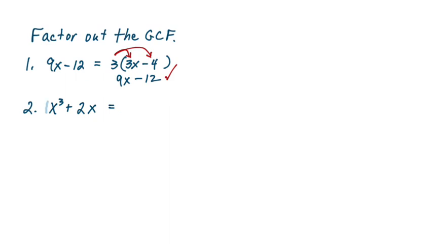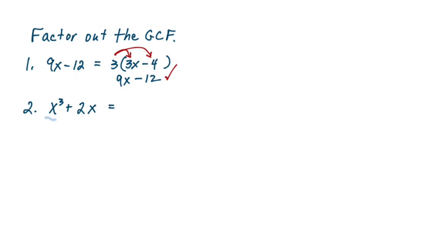The first term, if you were looking for a numerical number there, it would just be a 1. It's understood to be 1. So what do 1 and 2 have in common as the greatest common factor? It would just be 1, but that doesn't help us at all to break it down. So the only thing we really have in common in terms of factors here is x.